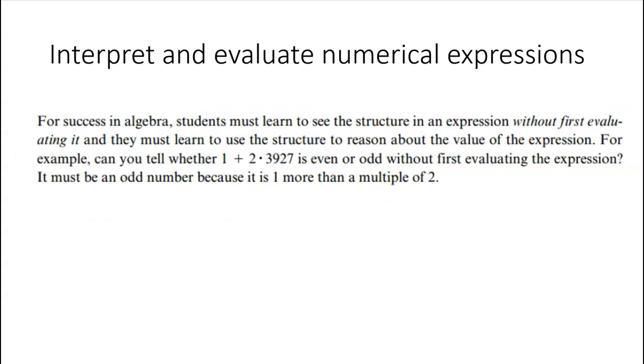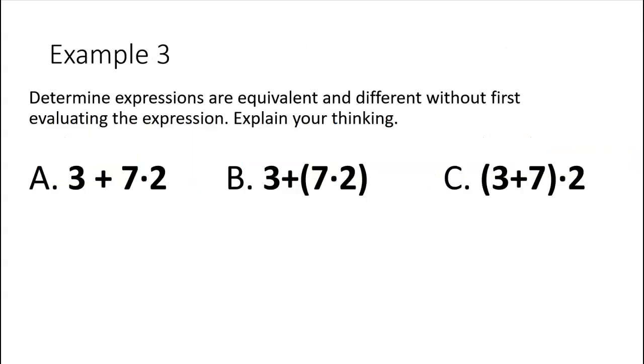So we want to learn to see the structure without evaluating. Can we tell whether this would be even or odd? If we look at the structure of it, we would say, okay, we are going to multiply first, so that's going to make this an even number because we're going to multiply it by 2. And then at the very end, we're going to add 1, which would make it odd. So when we can analyze the structure of an expression without evaluating it, it helps us understand the meaning.